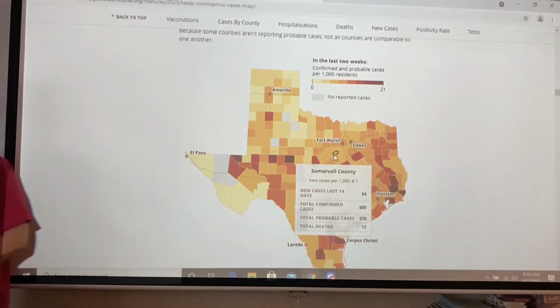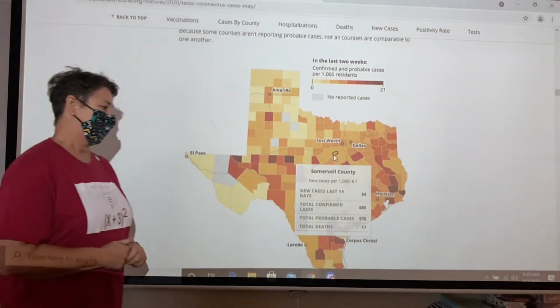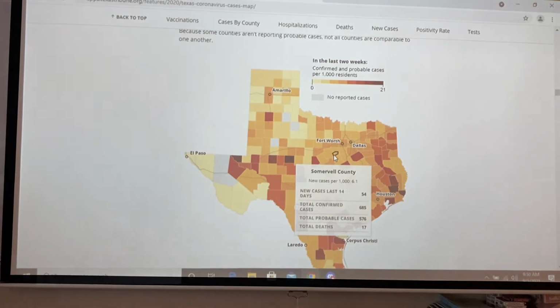So, Somerville County is the second smallest county in the state. It's a tiny little county. There's not much there. Montrose is the major town. Maybe you've heard of Dinosaur Valley. They've got Dinosaur Valley there. They've got some cool dinosaur footsteps there.